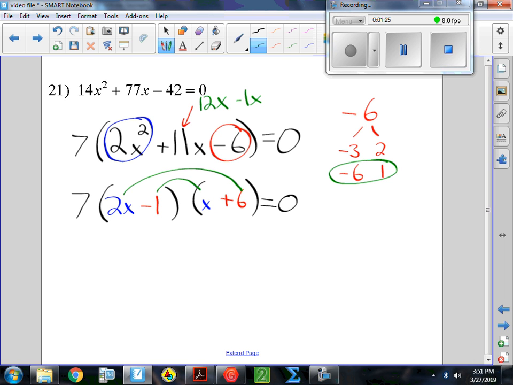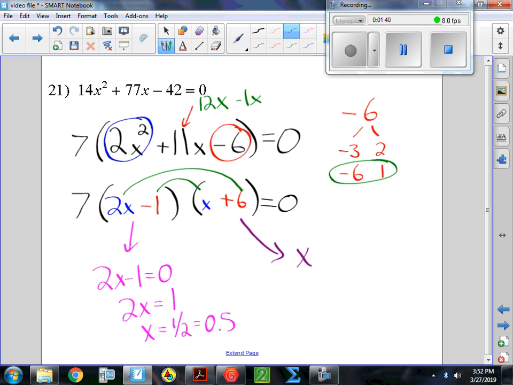I'm going to set this equal to 0 now, which means I'm going to take each parentheses and set it equal to 0. 2x minus 1 equals 0. So 2x equals positive 1, and x equals 1/2, or 0.5. x plus 6 is going to equal 0, so subtracting 6, x equals negative 6.